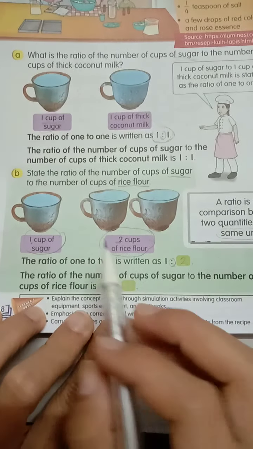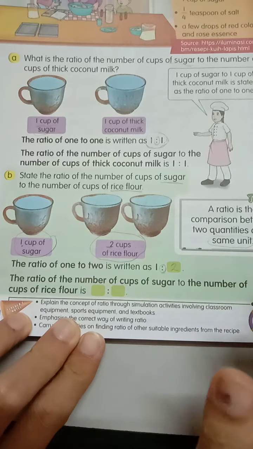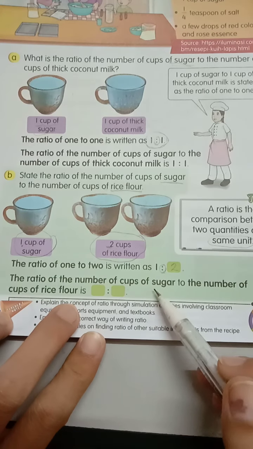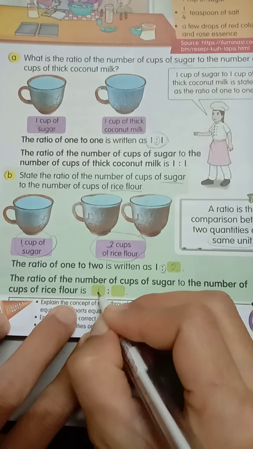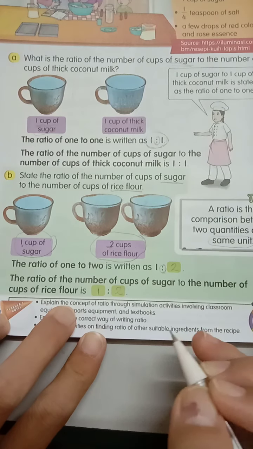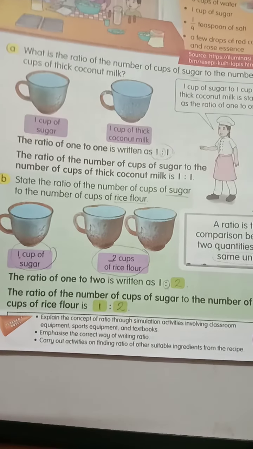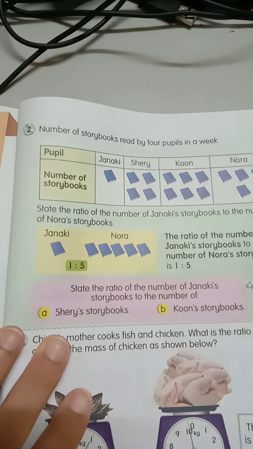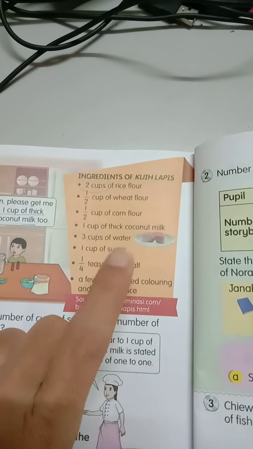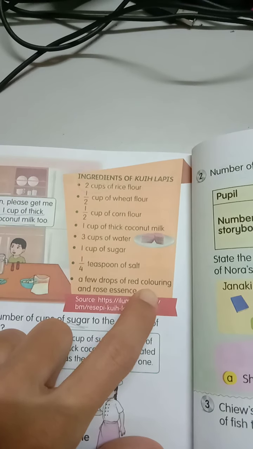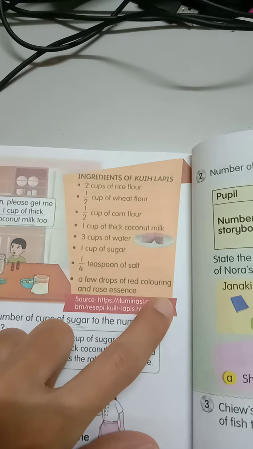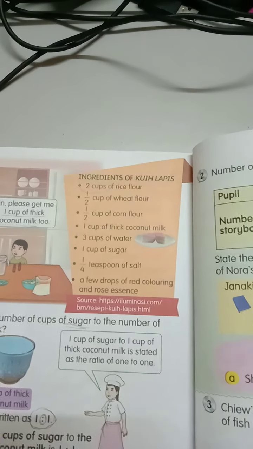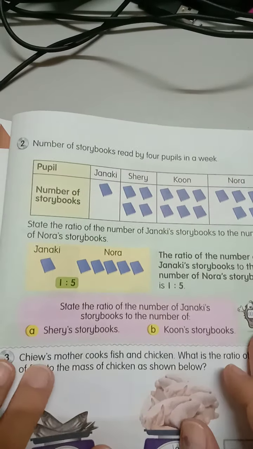All right. So to complete the missing numbers here, the ratio of the number of cups of sugar to the number of cups of rice flour is 1 to 2. Right. Okay, let's go to the next example. Oh, by the way, if you do want to make kue lapis, you can try by using these ingredients. All right. So I hope you have fun making kue lapis, and maybe you can share some pictures with us. All right. So let's go to the next example.